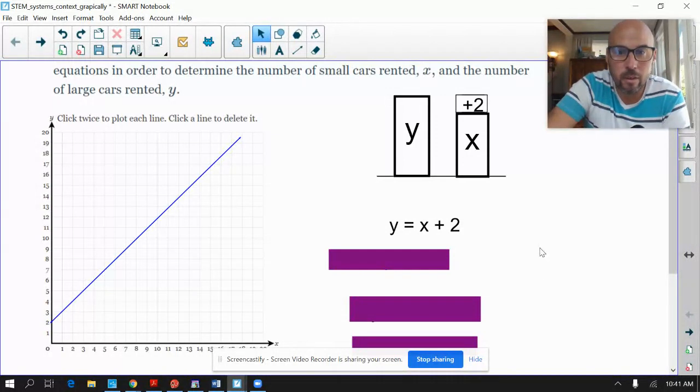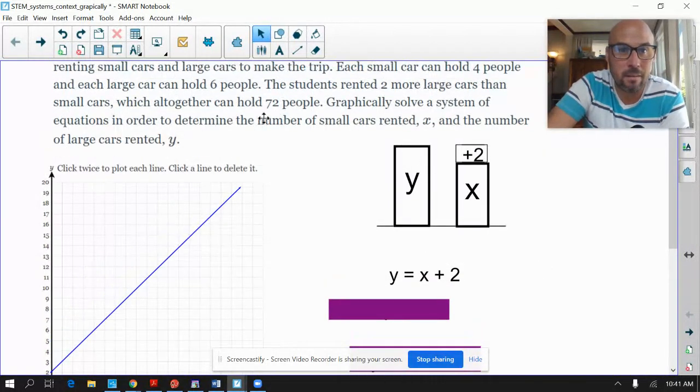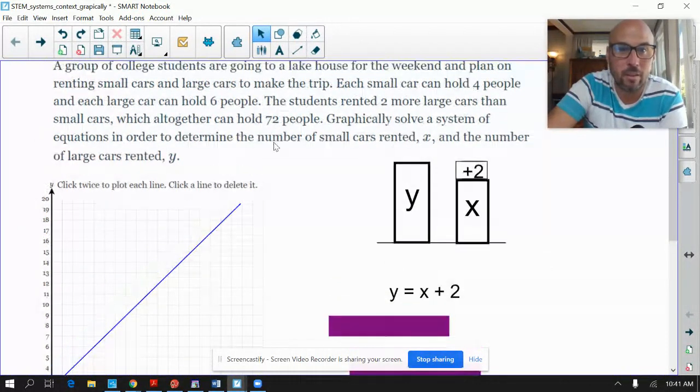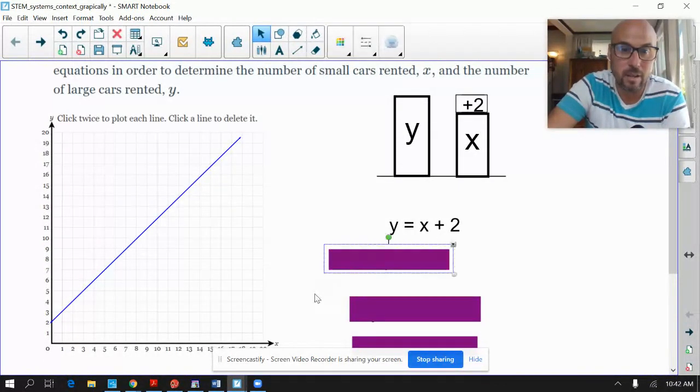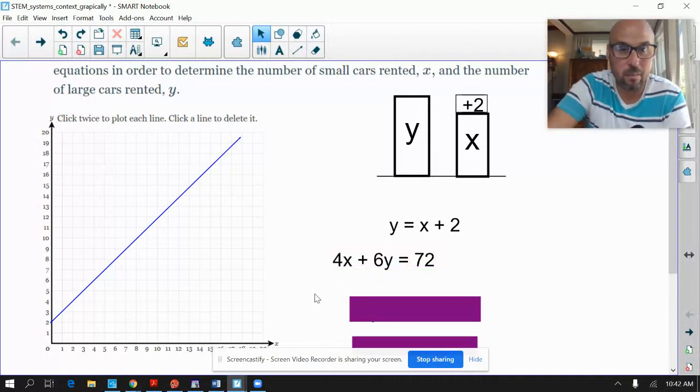And the other relationship was they went with 72 people. Remember, the small cars hold 4, so that's like saying 4 per car. And if you're saying the word per, you're probably going to multiply. So 4 people per small car, 6 people per large car. So that is 4 times x plus 6 times y equals 72. These are all the people that went in small cars plus all the people that went in large cars equals all the people in total.